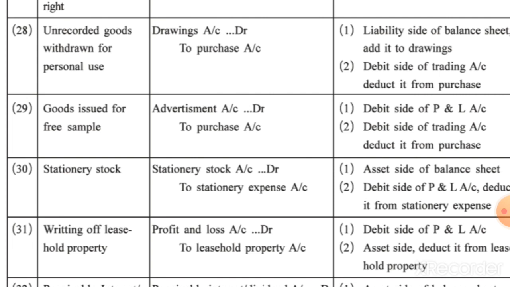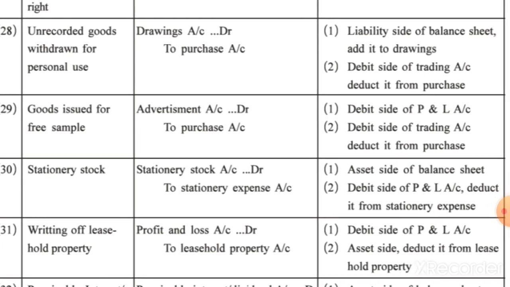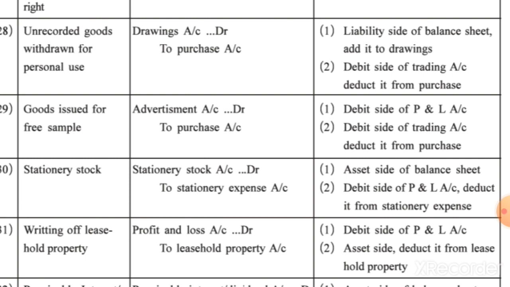So first entry, adjustment entry, that would be profit and loss account debit to leasehold property account credit. So expense is there, so debit side of P&L account, and leasehold property amount, that much amount will be whatever you have written off, that you have to subtract from the concerned asset, and remaining amount you will be showing in the outer column.